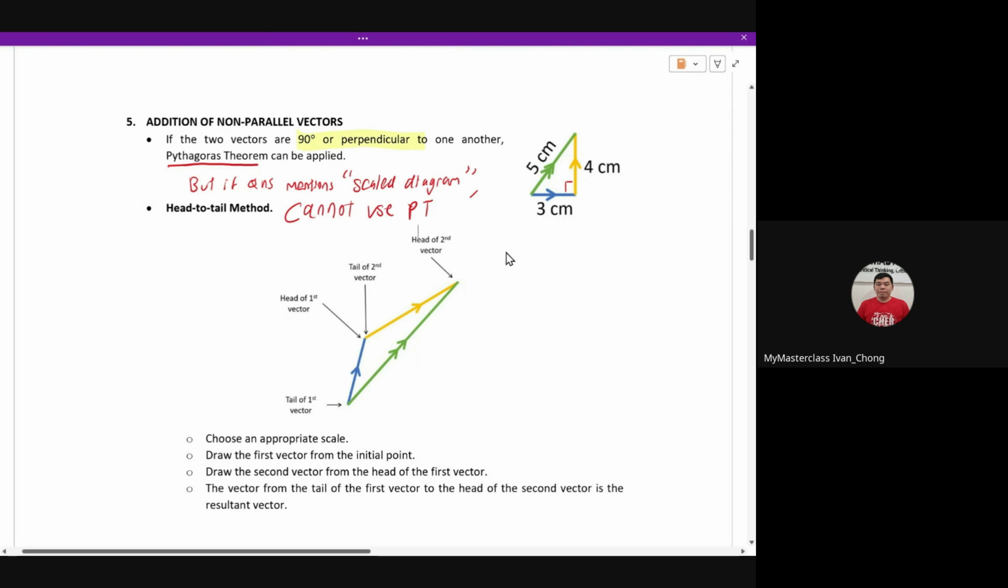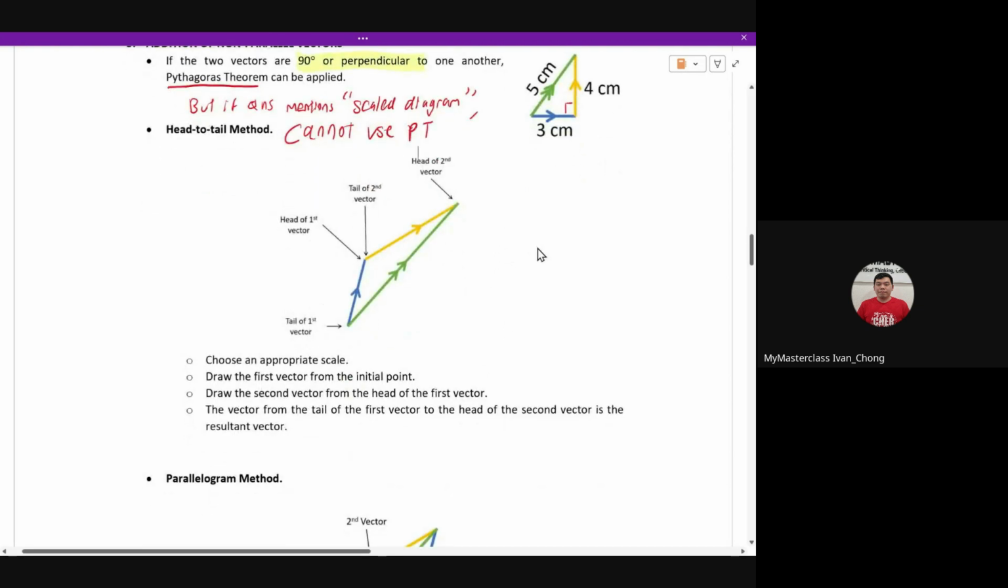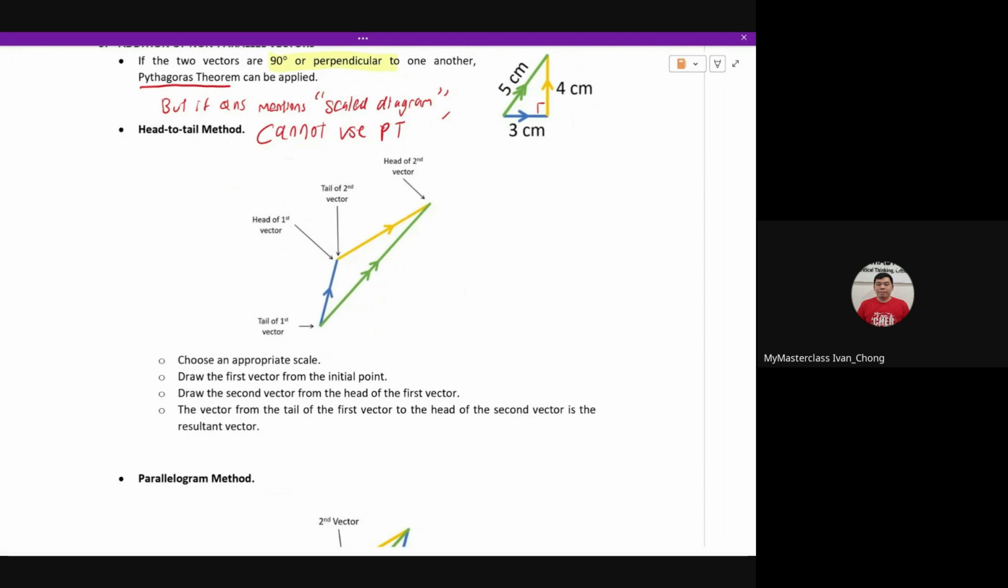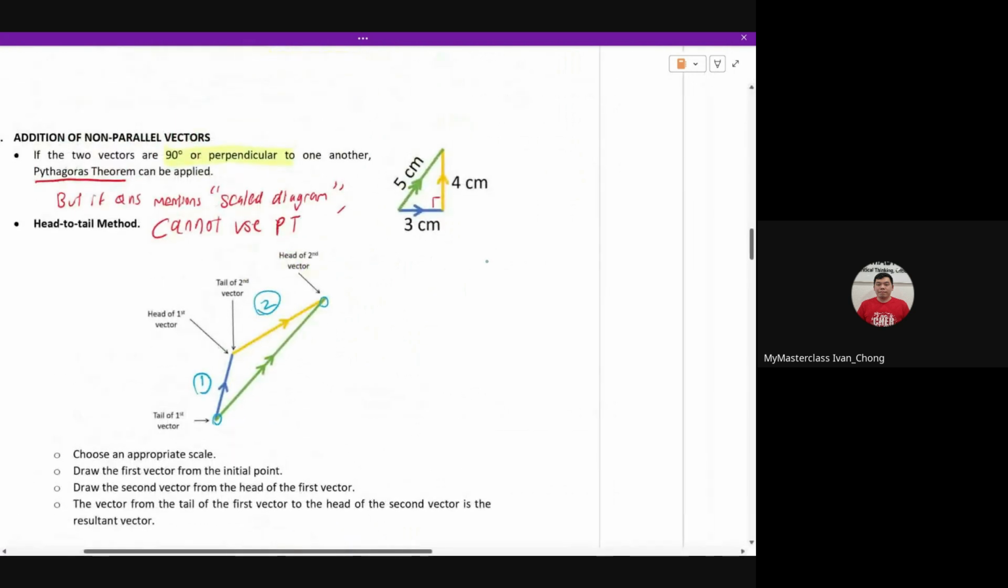So how are we supposed to find your resultant vector? This is what we call the head to tail method. First we have vector number one, vector number two, and then from here to here. For example, let's take the one on top here. Even if it's a very nice Pythagoras theorem right angle triangle, we can still make full use of the head to tail method.